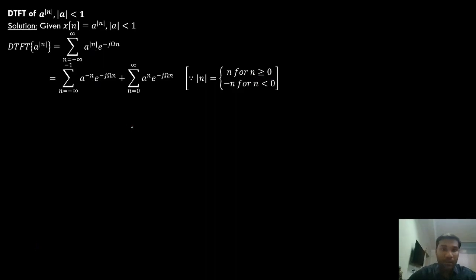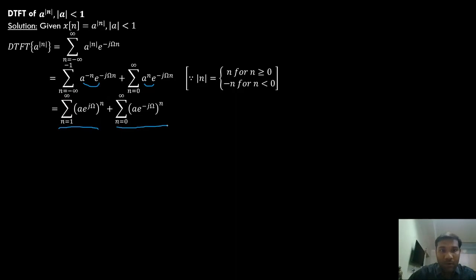Then I'm combining these two terms. And in the first case, I am substituting n equals minus n. In place of n, I am substituting minus n. So this minus gets cancelled and my limits also get changed. It was minus infinity to minus 1, and now it will be 1 to infinity.